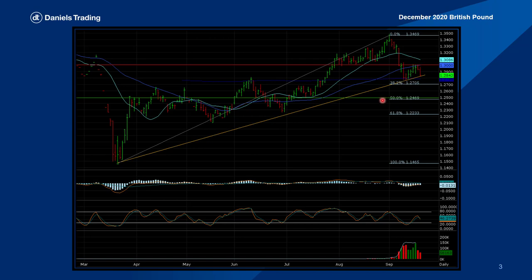First downside target is a potential support level coming in. I drew this line across. It's also near the 50% Fibonacci retracement of the 12-month contract low and the recent high put in. That comes in at 124.69. So perhaps a target of about 125 even or so for the December 2020 British pound.